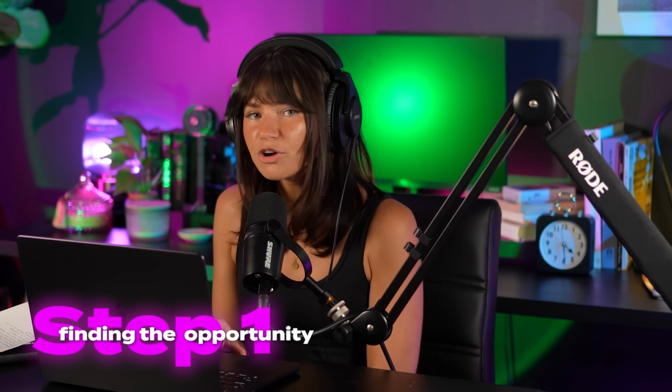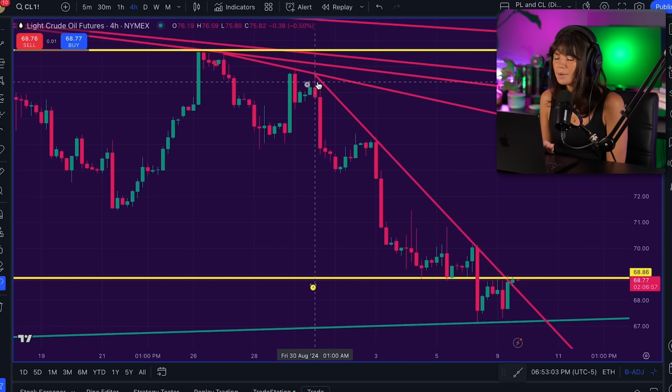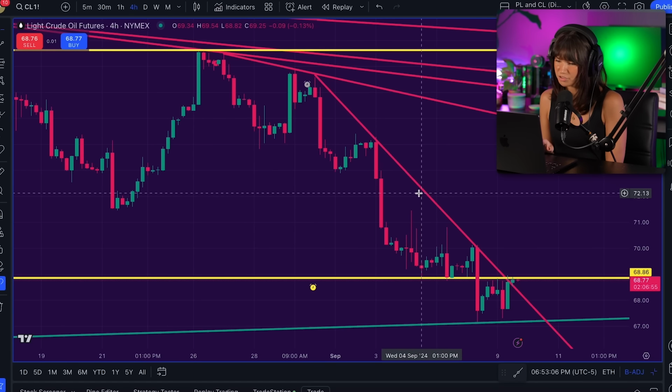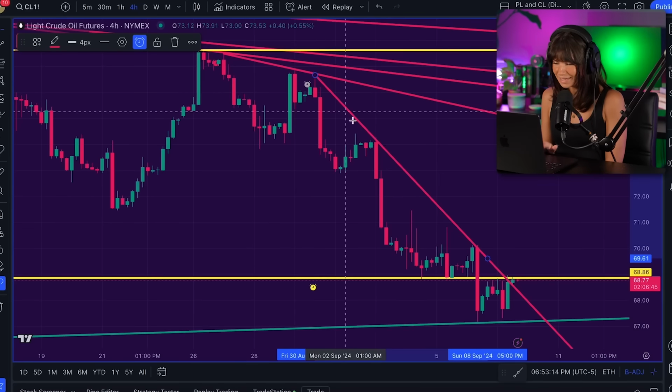Step number 1, how do I find my trades? I found this amazing feature on TradingView that has changed my literal life. And it is simply the ability to put alerts on my trend lines. Each one of these trend lines that you see on the screen has an alert. You can see this little bell icon is on my trend lines.